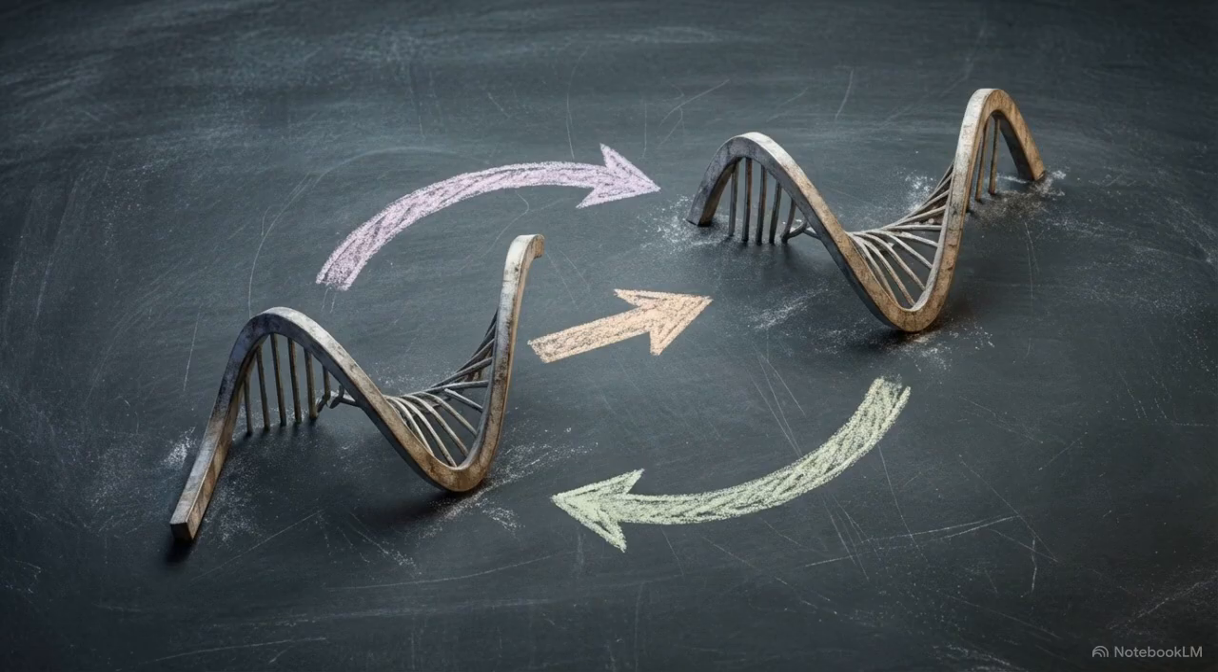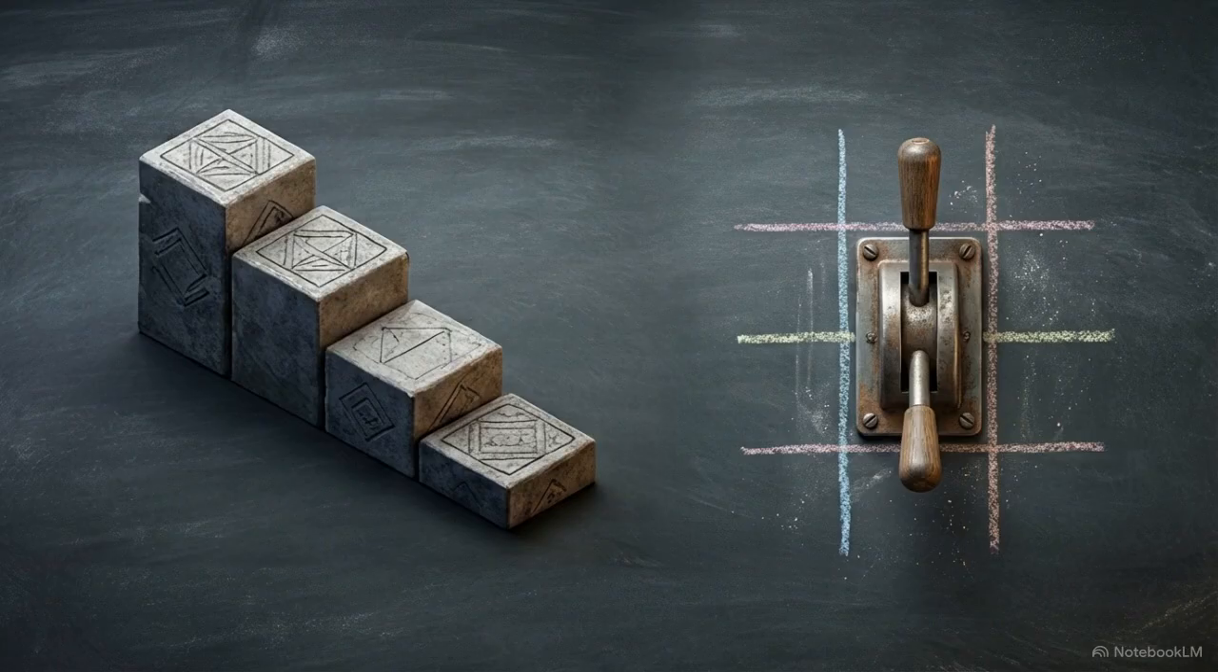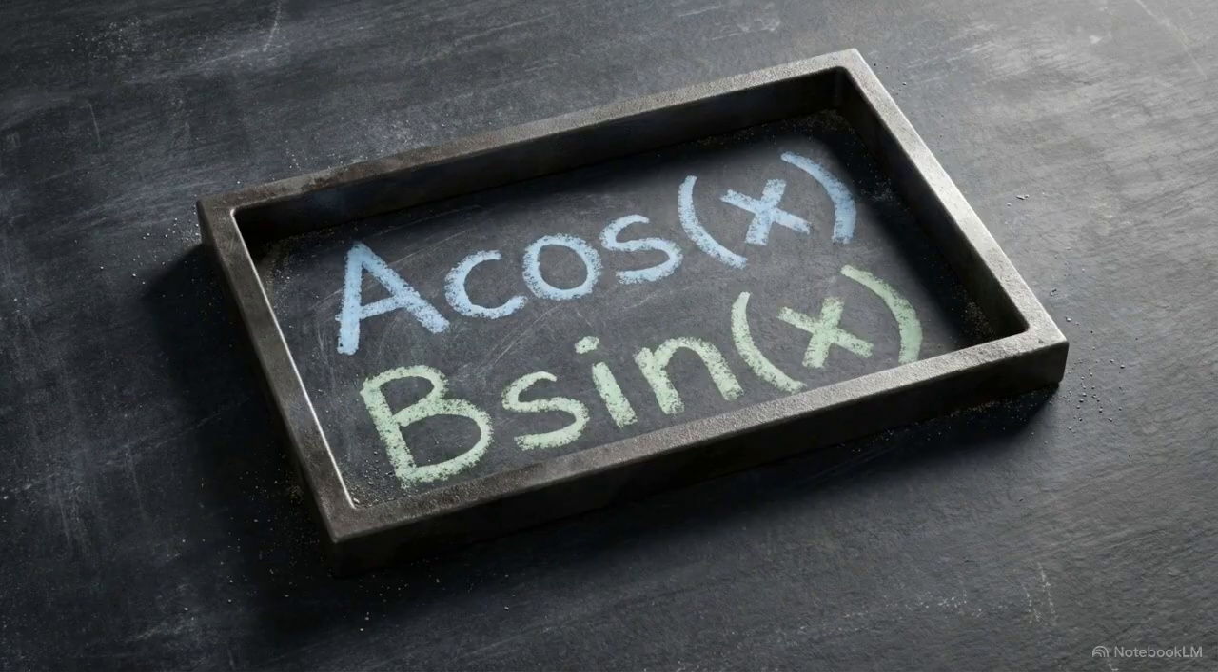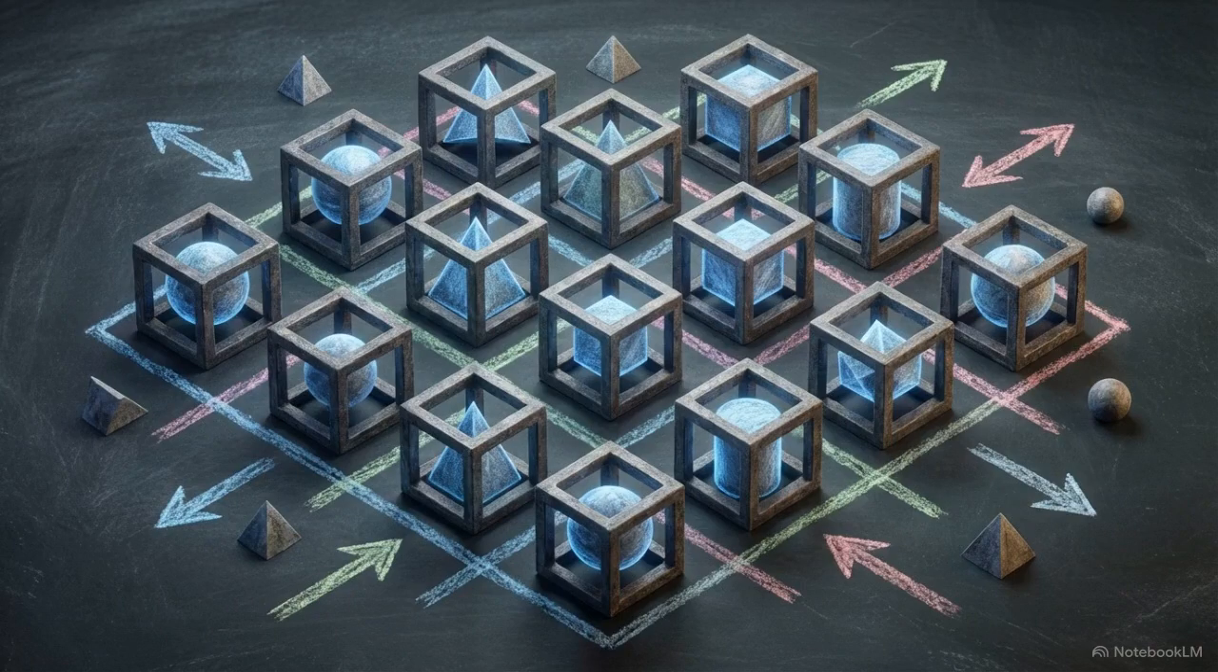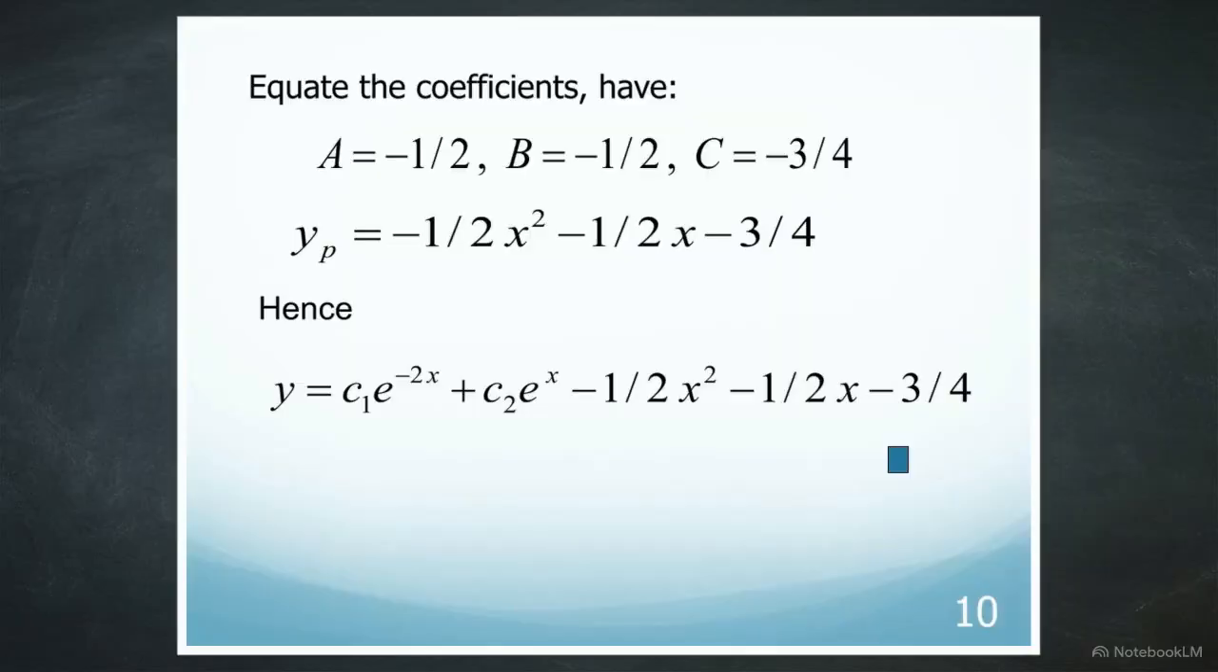Anticipating the inevitable derivatives of the forcing function, whether they step down like a polynomial or toggle like a sine wave, is the strict requirement for structuring a valid template. Returning to our polynomial example, we can complete the final assembly. After solving the linear system from our equated coefficients, we establish the exact values for our previously undetermined variables. Here we see the results. A is negative 1/2, B is negative 1/2, and C is negative 3/4. We plug these directly into our yp template.